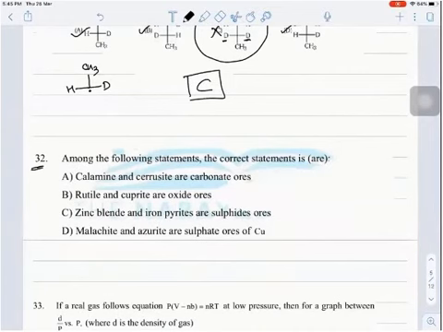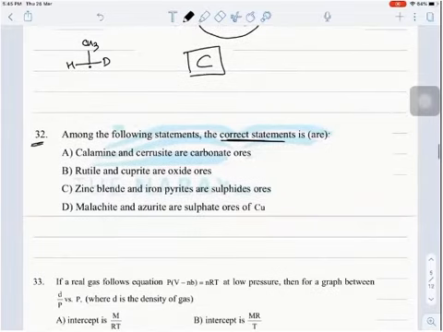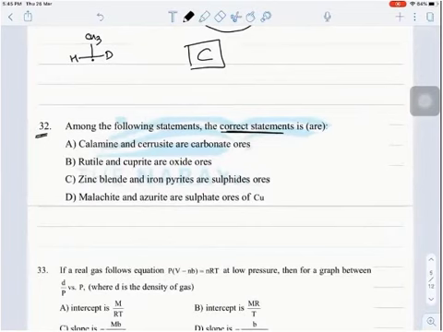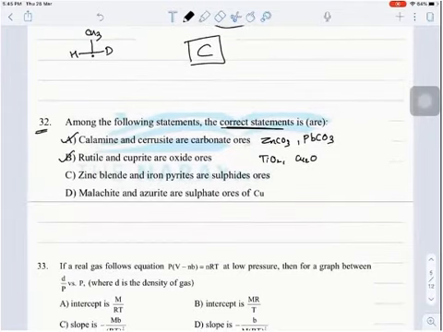It is asked, correct statements. Okay. So calamine and cerussite are the carbonate ores. Calamine is ZnCO3, cerussite is PbCO3. So both are carbonate ores. A is correct. Rutile and cuprite: rutile is TiO2, cuprite is Cu2O. Both are oxide ores. So this is also correct.